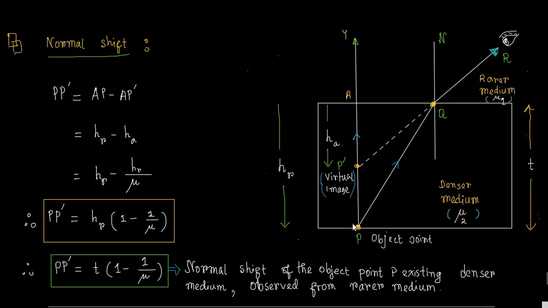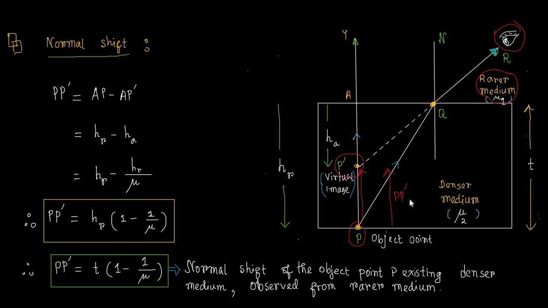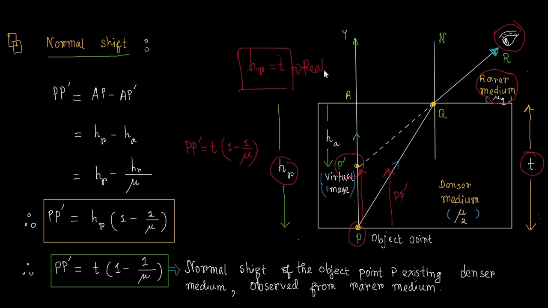In the diagram, P is the object point observed from the rarer medium, and the normal shift will be PP prime. In this case, PP prime is equal to T into 1 minus 1 by mu. That is the normal shift. HR is equal to T, which is the real depth, which is equal to the thickness of the denser medium.